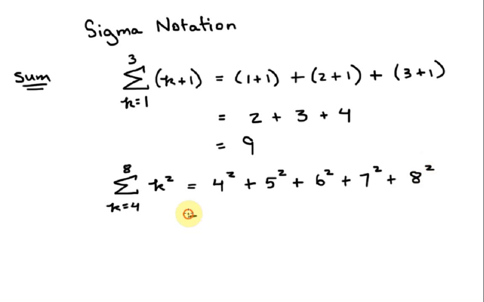Now again, if we want, we can work these out. 4 squared is 16, 5 squared is 25, 6 squared is 36, 7 squared is 49, and lastly, 8 squared is 64. And if I want to, I can even add all these numbers together, and if I am not mistaken, we get 190. So that's a couple of cases of sigma notation.